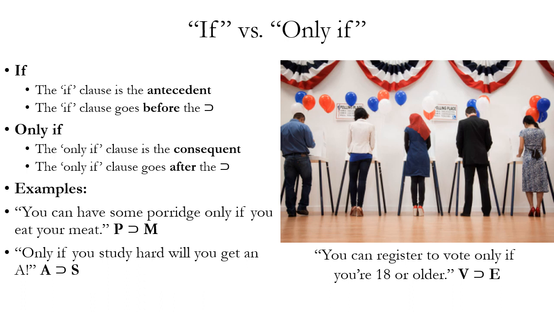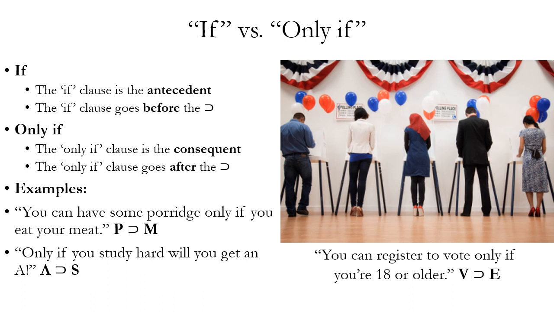Another example, only if you study hard will you get an A. This is somewhat less common, but it does happen. The only if can occur at the beginning of the English sentence. It still indicates the consequent of the conditional though. So what's going to happen here is there will be two simple statements that follow the only if. The one immediately after the only if, which is you study hard, that will be the consequent of the conditional that comes after the horseshoe in our translation. And then the second simple statement, which will come at the end of this sentence, will be the antecedent that comes before the horseshoe.